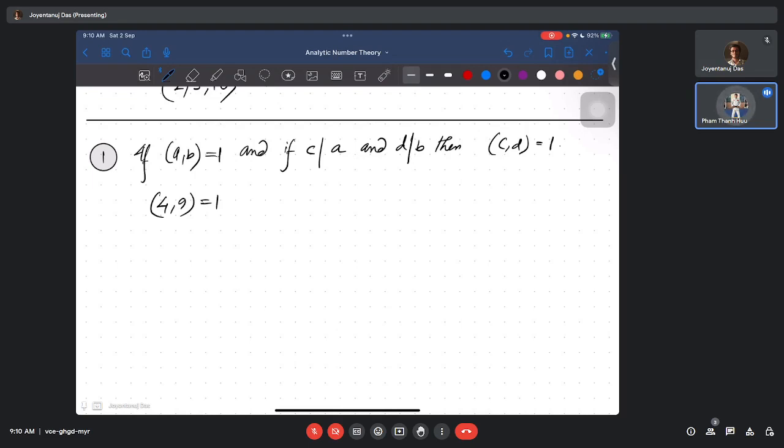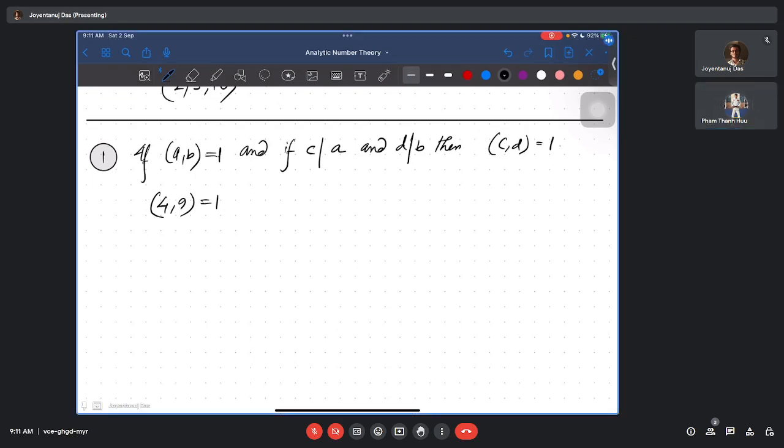So it should be combined from different primes. For example, four is two power two, nine is three power two. So they must be different. They cannot have the same prime factors.